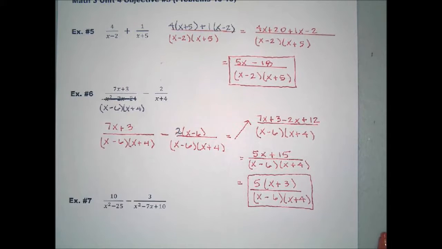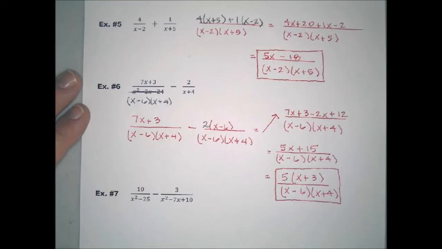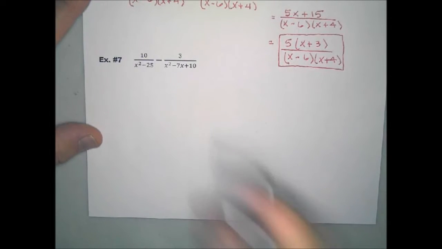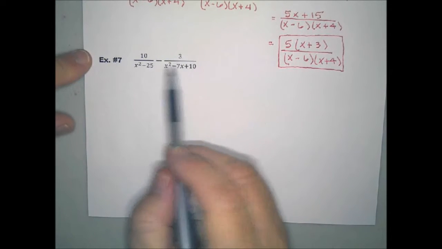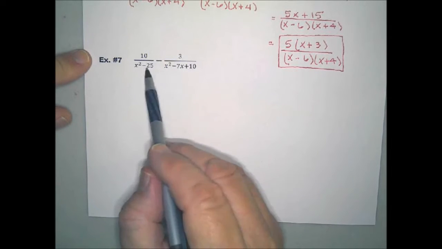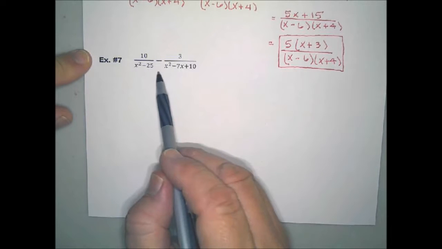Okay, the last problem for the section, that would be for problems 10 through 15. Example number 7. This one's going to take quite a lot. In order for us to figure out what the common denominator is going to be, we need to factor these denominators to see what they're made up of.